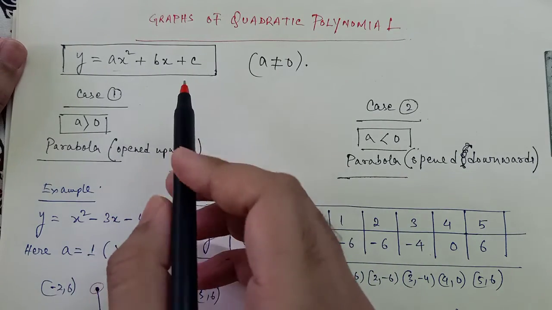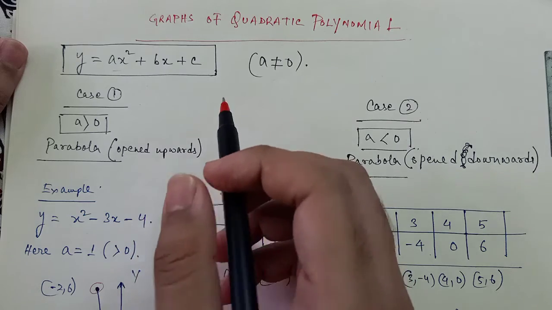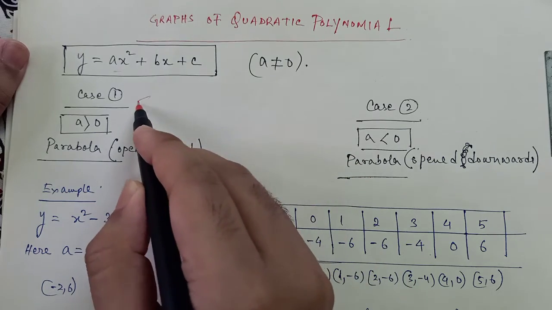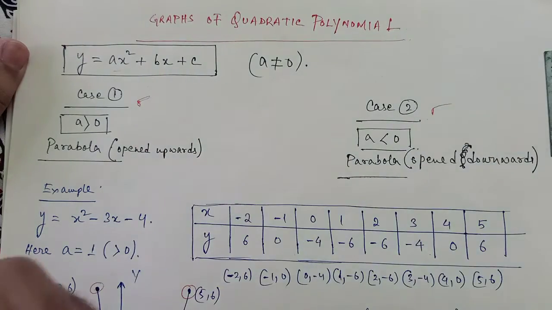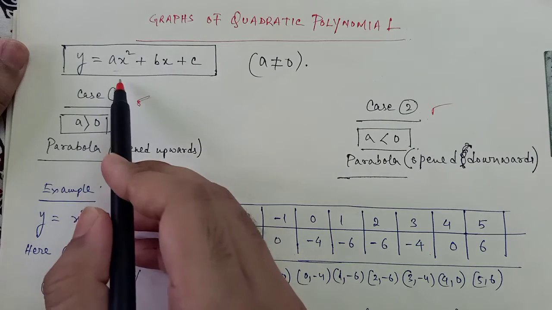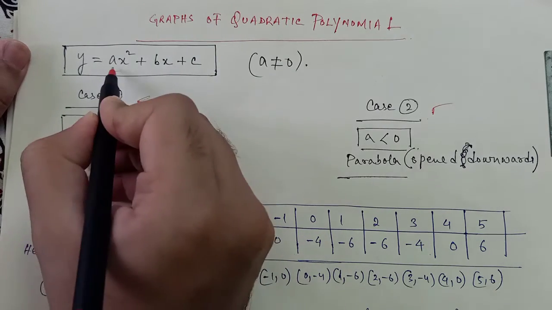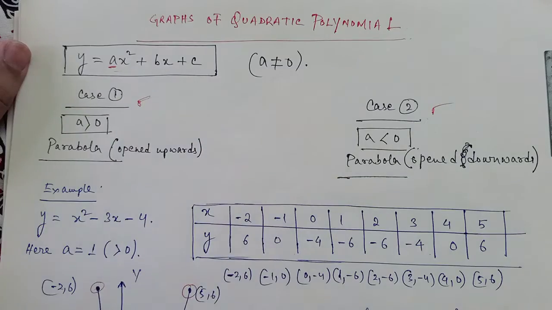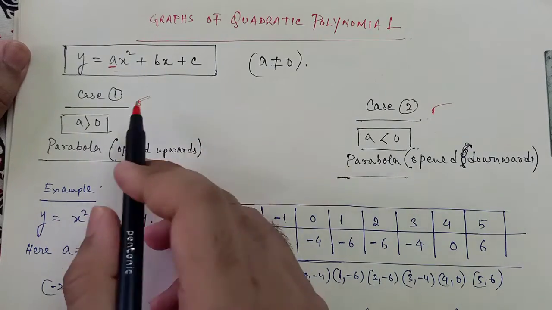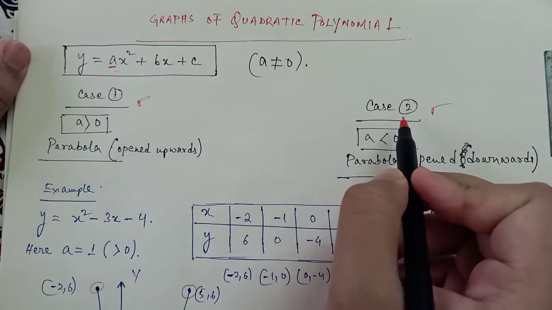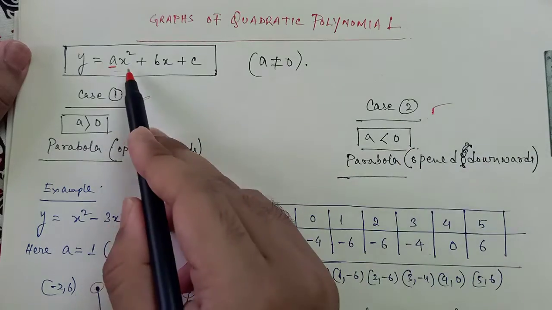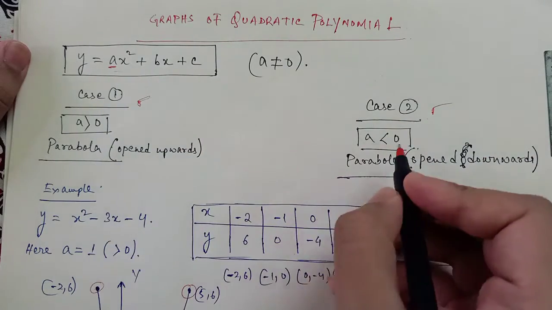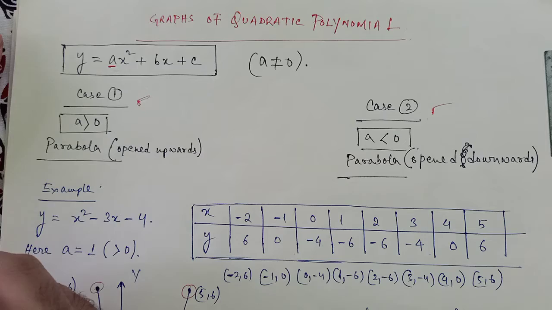So for the graphical analysis we can have two cases. I have written over here case 1 and case 2. In the first case, a is a positive number, that is, the coefficient of x square will be positive, and in case 2 the coefficient of x square will be negative, that is, a will be less than 0.